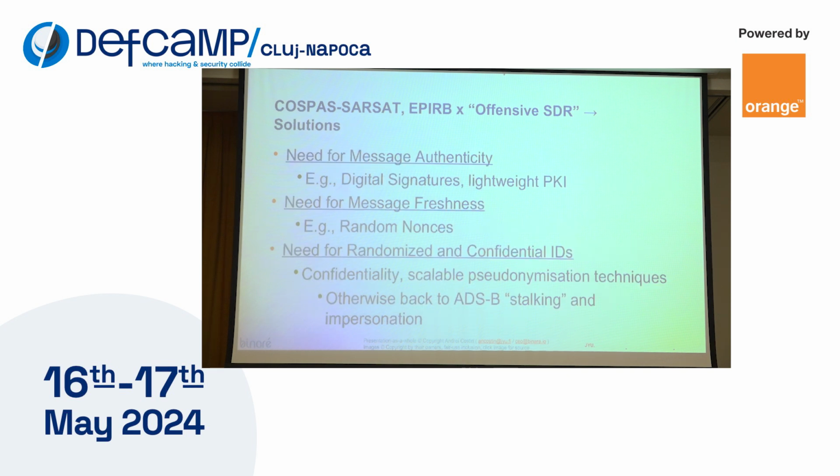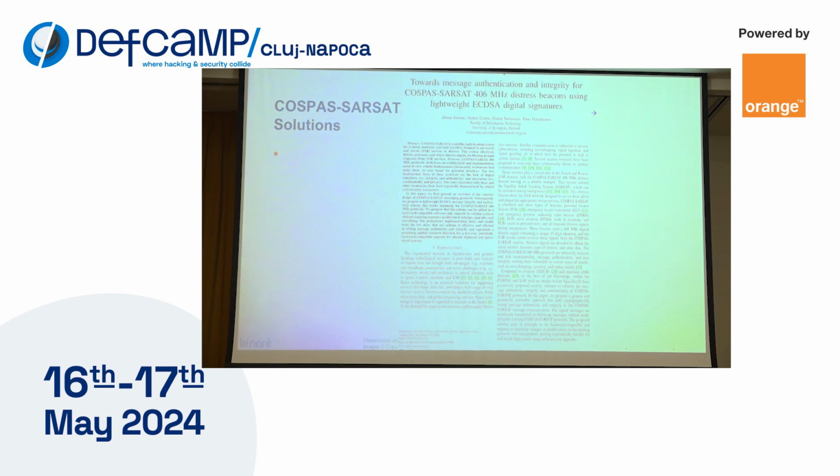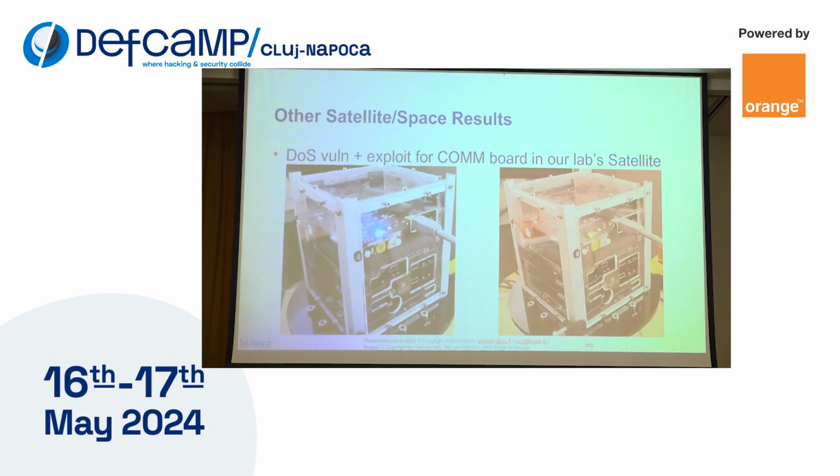Need for message authentication, need for message freshness so that there are no replay attacks, randomized and confidential IDs. These are really hard problems to solve in this kind of broadcast, big number of critical mobile node system. So we don't have a definitive answer. We try to propose different solutions. Some of our space security workshop papers, again, some interesting read. This is from this year. If you're interested, we try to use digital signatures and ECDSA. But I'll try to show you the demos because time is running out.